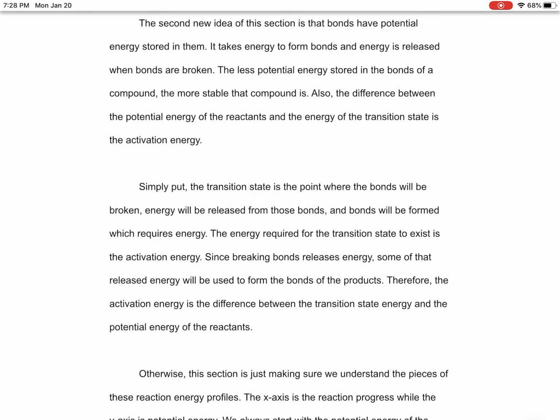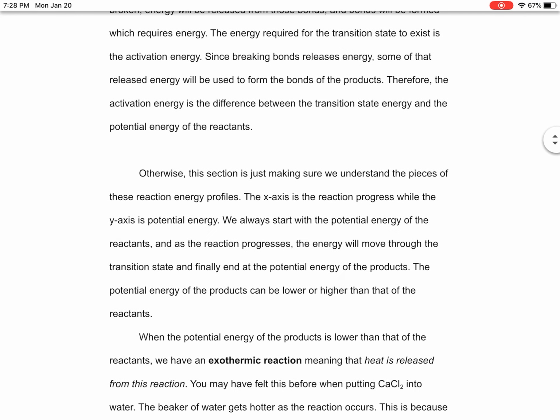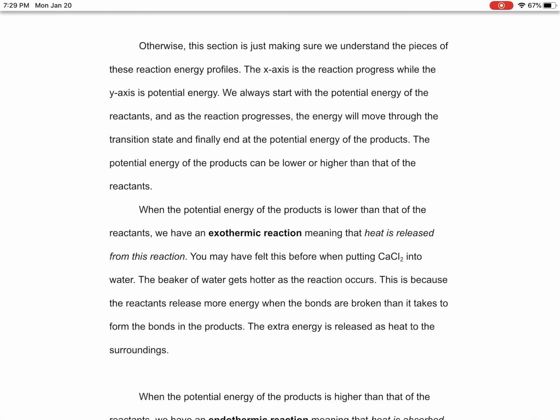The less potential energy stored in the bonds of a compound, the more stable that compound is. Okay? So the less potential energy that you have just hanging out in the bond, waiting to be released, the more stable the compound is. Again, the difference in the potential energy of the reactants and the energy of the transition state is actually the activation energy. Sometimes we can get confused, and we want to say this top piece here, where the transition state is, is what the activation energy is, but that's not true. It's actually the difference between that transition state energy and the energy held in the reactants.